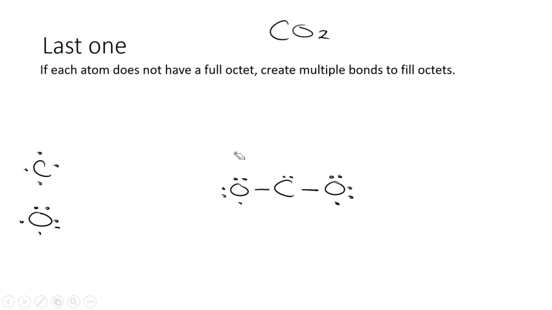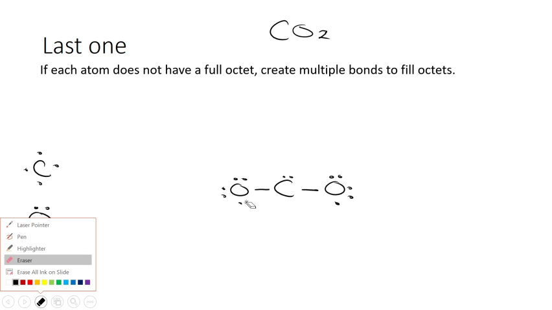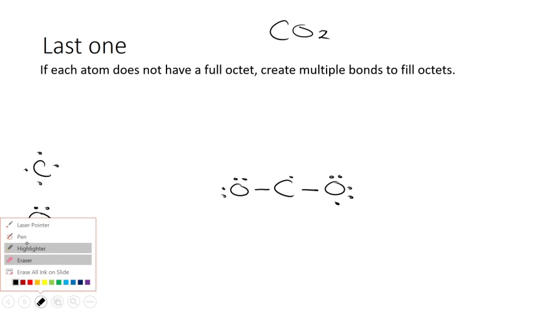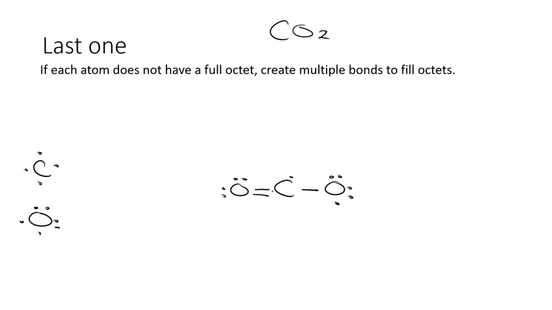Now we need to create multiple bonds to fill octets. We do this by taking electrons from each of the elements on the side of a bond and putting another bond in here. We take those 2 electrons that I just erased and we put them in a bond. We're going to do that for the other oxygen as well, because that one will also have 7 electrons still. Now it will look like this, and we count again.